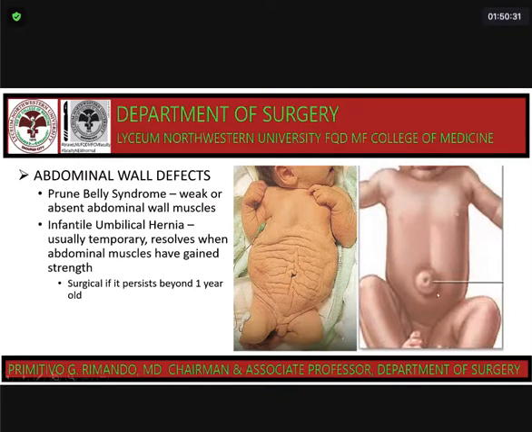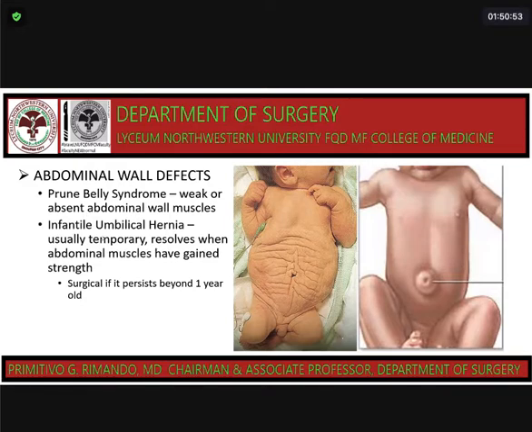Okay, we have your infantile umbilical hernia. It's already 12 o'clock. Just give me 5 minutes more. I'll try to wrap up the abdominal wall and we can just discuss the other topics with my next lecture.